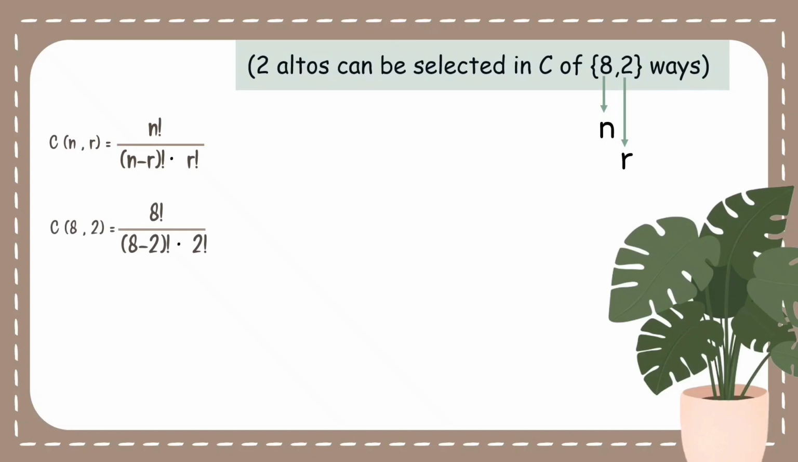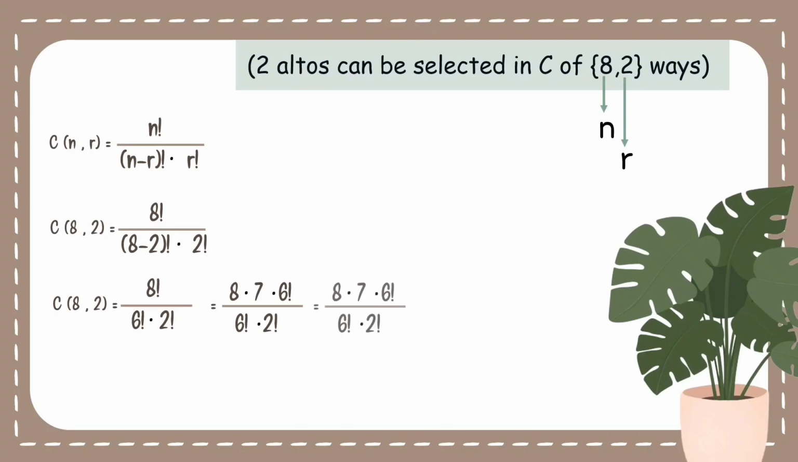So, we have the combination of 8, 2 is equal to 8 factorial over quantity 8 minus 2 quantity factorial. After substitution, let us evaluate the parentheses. 8 minus 2 is equal to 6. So, we have 8 factorial over 6 factorial times 2 factorial. 8 factorial can be written in the form of 8 times 7 times 6 factorial, so that we can cancel 6 factorial on the numerator and our denominator.